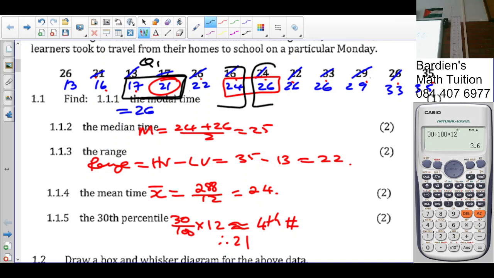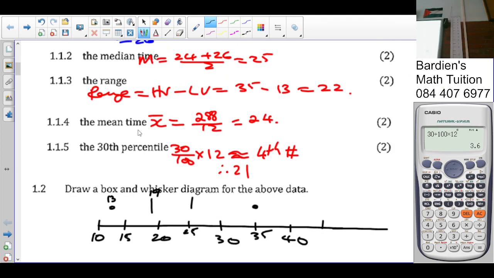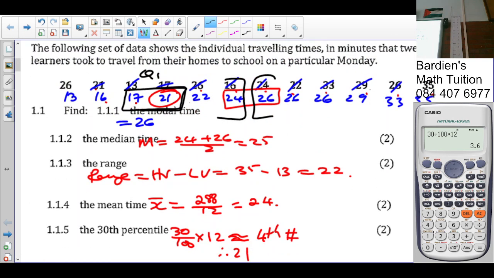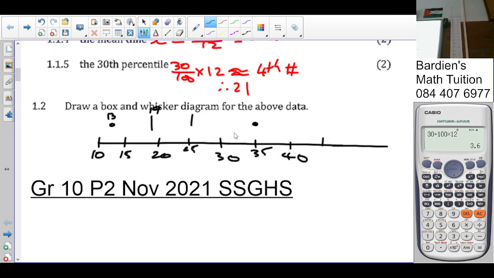So you say 17 plus 21 divided by 2. That gives you 38 divided by 2, which is 19. So it's just 1 less than 20. And you do the same for the upper quartile. So it's 1, 2, 3, and for the third and fourth numbers, you add 26 and 29 together, divided by 2 gives you 27.5. So this is 25, and 27 is midway, just more than that, so it's 27.5.